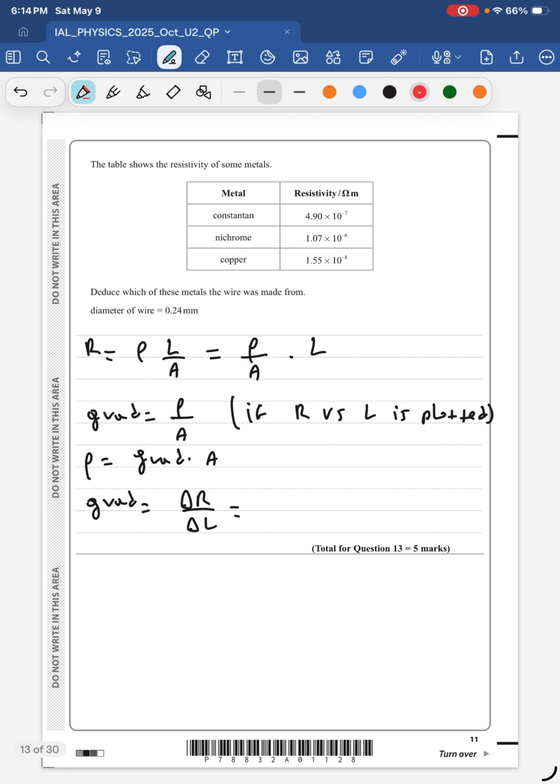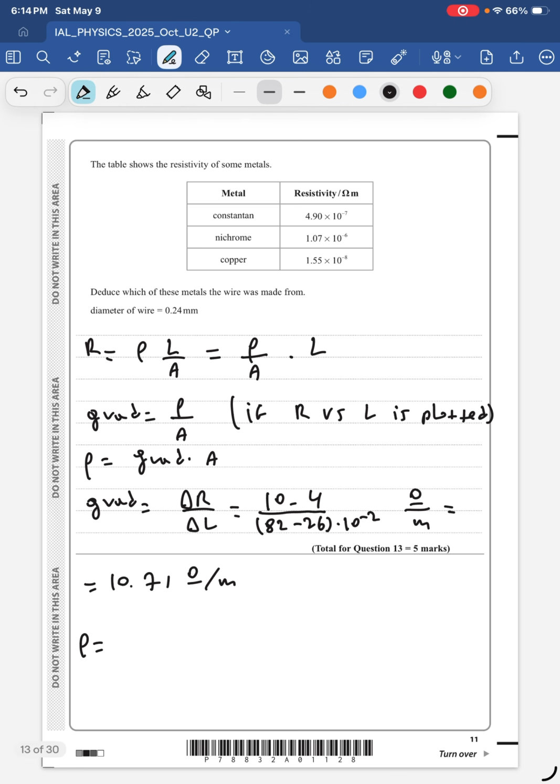So for those 2 points, we have delta R being equal to 10 minus 4, and this is in ohms. Then in the denominator, we have 82 minus 26, and then we have to multiply by 10 to the minus 2 because that's in centimeters. So the gradient is actually 10.71 ohms per meter.